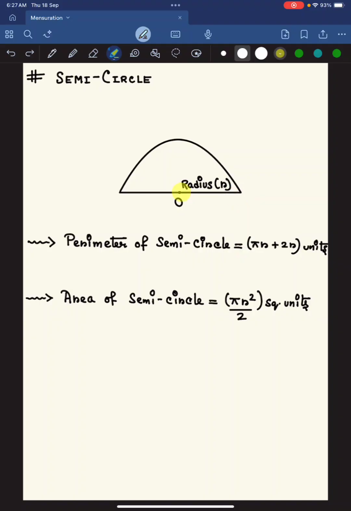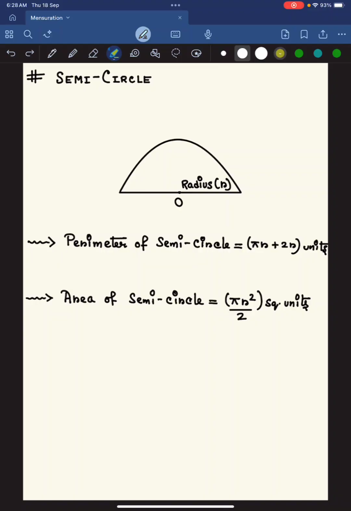Now from this center to this point in the circumference, this value is what? It is the radius, that is r. So from this center to this side, it will also be r, right? So it becomes r plus r, that is equals to 2r. So the perimeter of the semicircle is this pi r plus this 2r. So it becomes pi r plus 2r units.